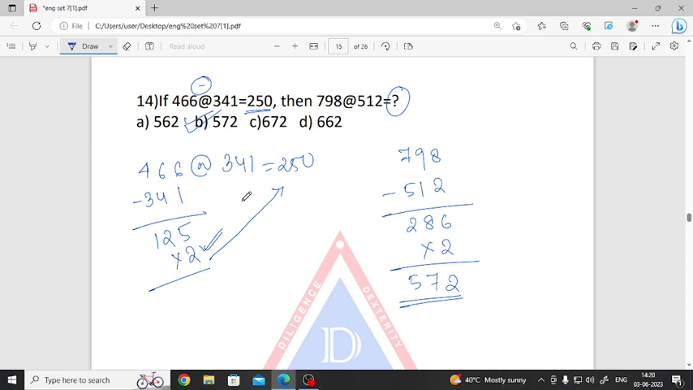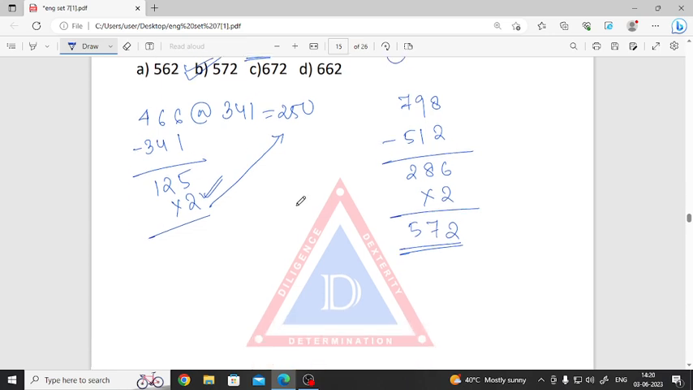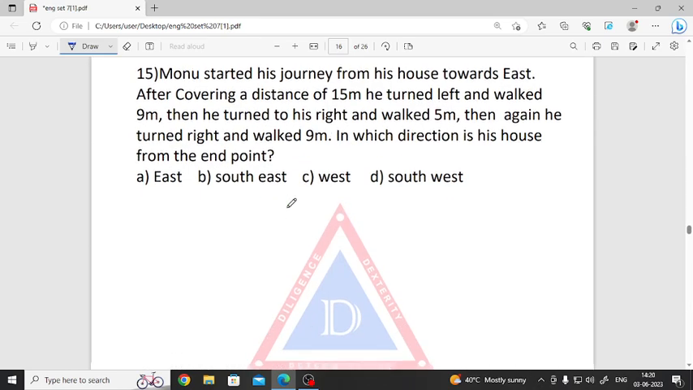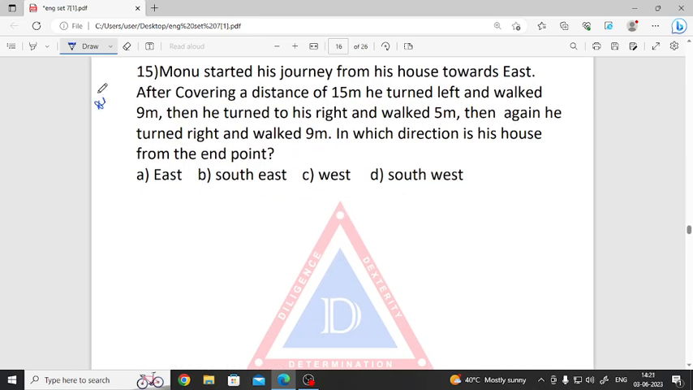Okay, let's move on to the next one. This is about direction. So let's see what the question is. Monu started his journey from his house towards it. Let's see, his house is here, somewhere here. He goes towards east.